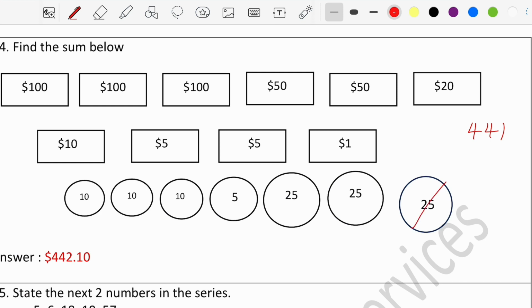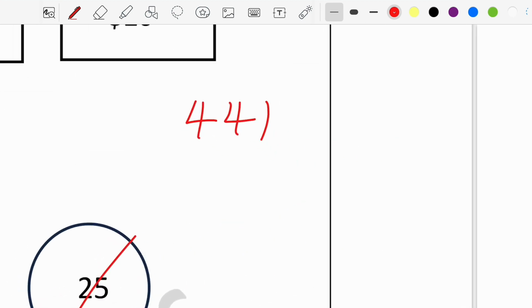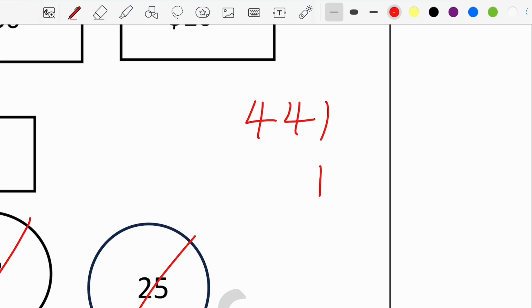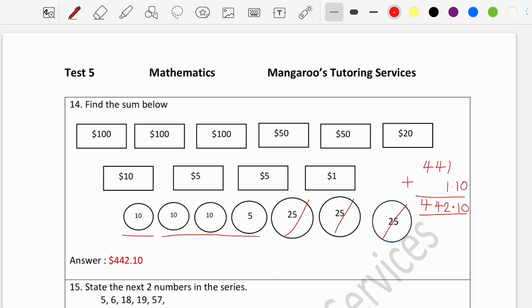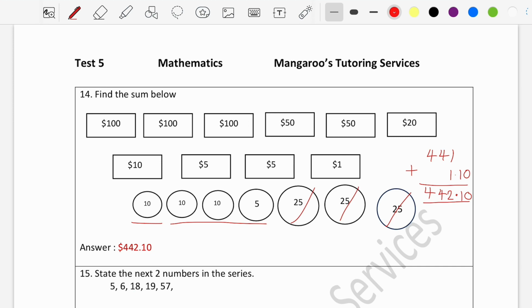And 25 plus 25 is 50, plus 25 is 75. This here is another 25. So 75 plus 25 is 100, so that's 100 cents and 10 cents. So 100 cents will give you $1, and 10 cents we can write as 0.10. So we just add these together, the dollar notes and coins. So your answer is $442.10.